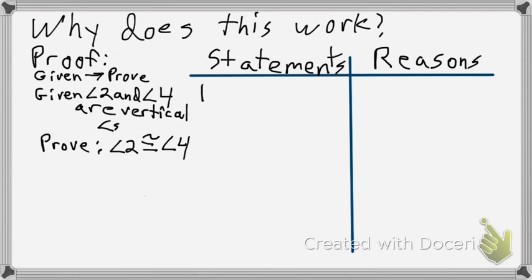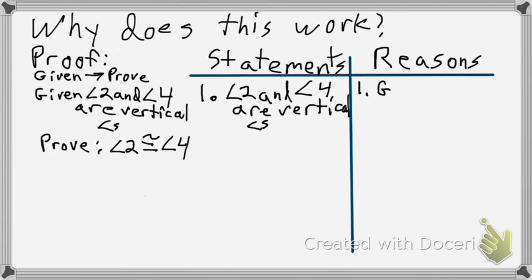So, statements. We almost always, 99.9% of the time, when we're doing a proof, start off with a given. So here we're given that 2 and 4 are vertical angles. So we say 2 and 4 are vertical angles.